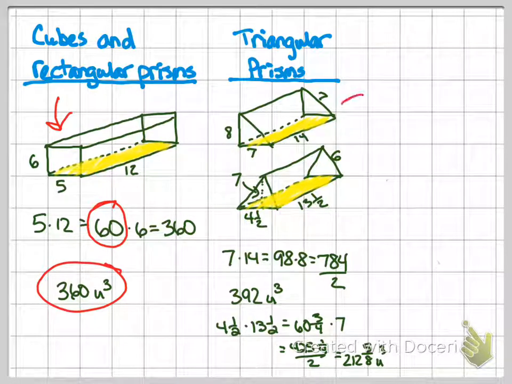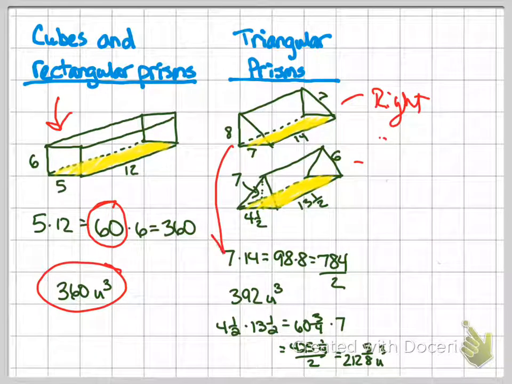The first one is the right triangular prism, and this is just a regular one, or you could even say that it is isosceles usually. But the process is still the same. In this one, you would do 7 times 14, which is 98, then multiply that by its height, which is 8, that gives you 784, and then half that number is 392 units cubed.